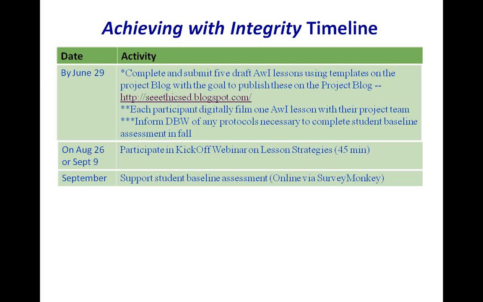Around the same time, we'll be working with you to figure out the best time for you to get students online and complete that 20 to 25 minute baseline assessment.